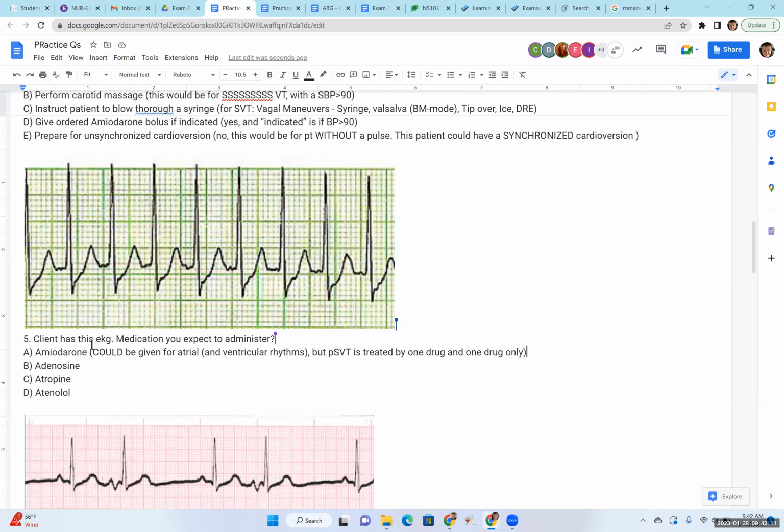So yeah, adenosine, all right? So adenosine is given for, yes, right? But we don't have a blood pressure here, but we assume that that's what we're going to be doing. It says it had this EKG, we're going to be giving adenosine, right? So one disease, one drug, right?